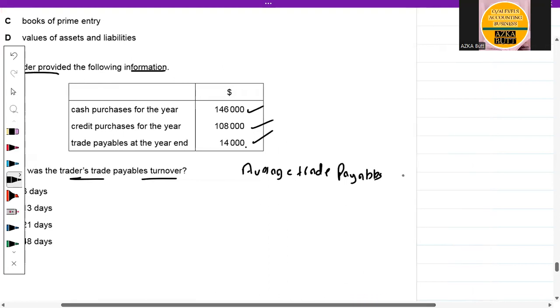Okay, so average trade payables is basically trade payables at the year end, which is $14,000. And the total credit purchases were $108,000. So now we can easily find out the trade payables turnover.